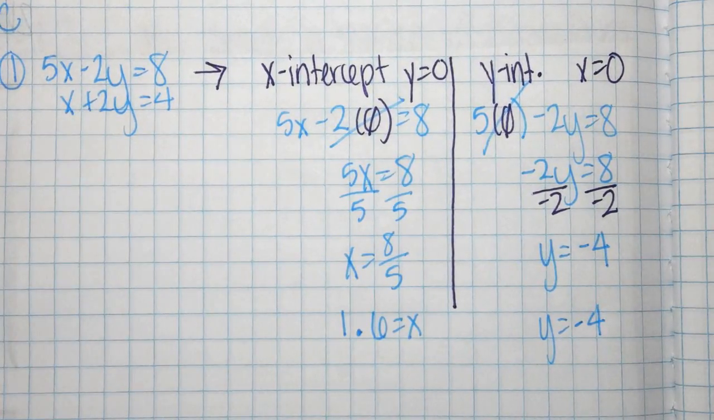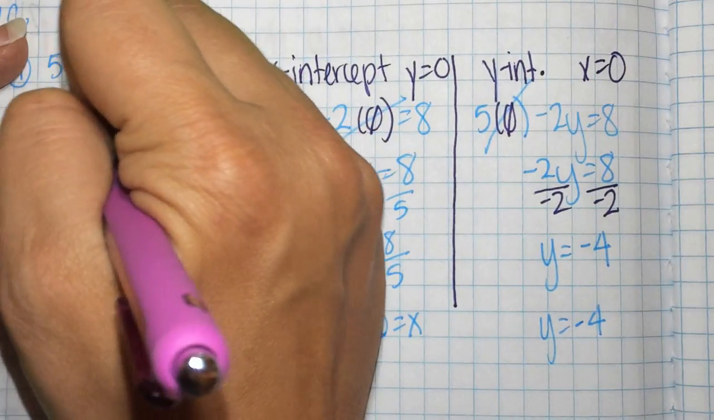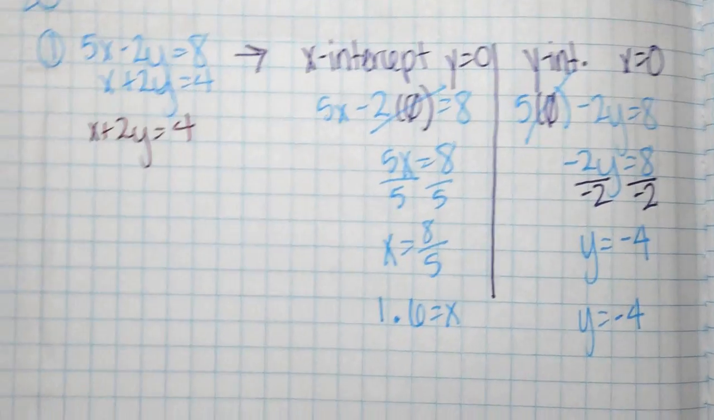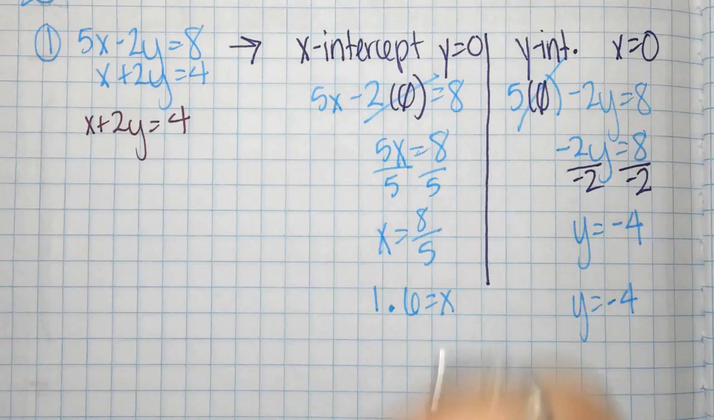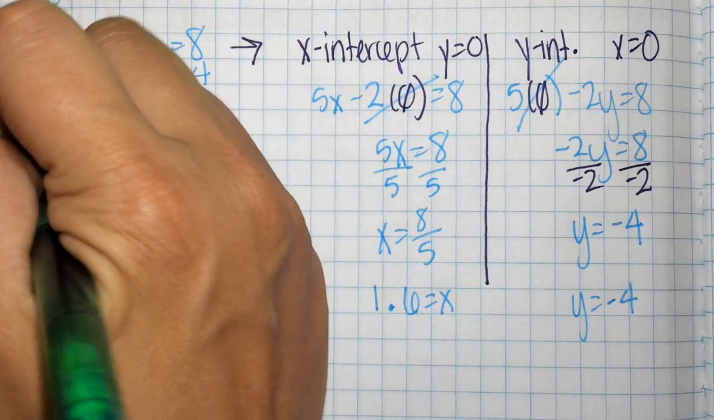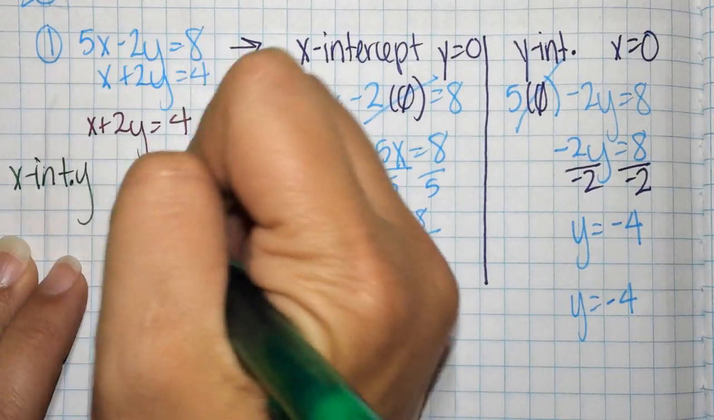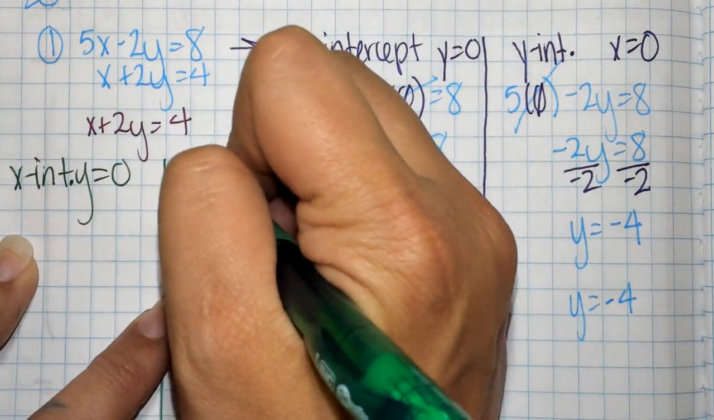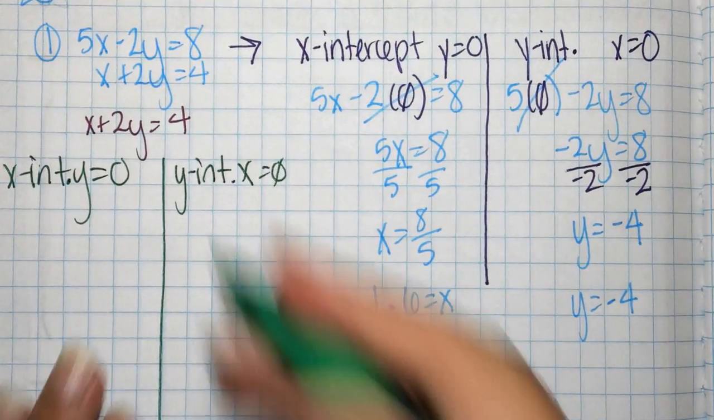Alright, now I want you to do the same thing, but for x plus 2y equals 4. I want you to find the x-intercept and y-intercept. Talk to your group. Figure out what you need to do. Make your two columns. Write your x-intercept. What does y equal when we're looking for our x-intercept? 0. When we're looking for our y-intercept, what does x equal? Alright, plug it in. Go.